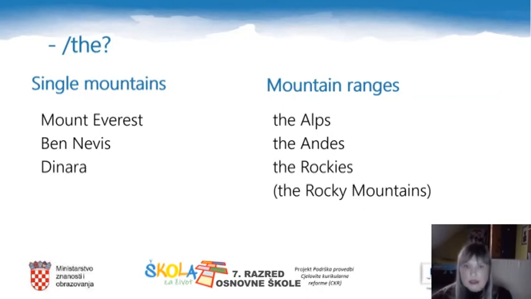It is not always easy to decide whether to use the articles or not, but we can make some rules together and see that specific names follow specific rules. For example, with single mountains, we don't use the article.